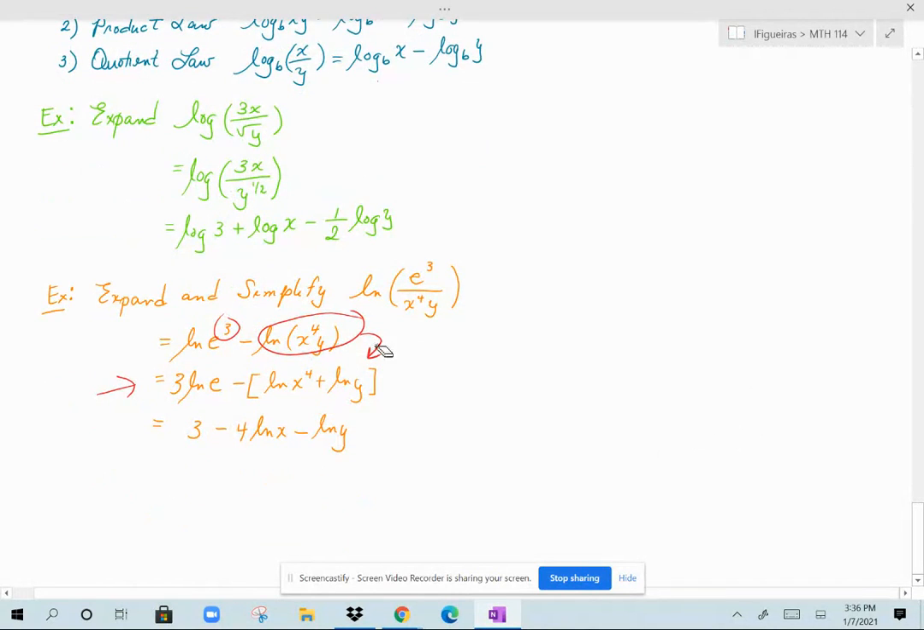And then finally, I did a few things in this last line. I simplified 3 ln of e. ln of e is equal to 1. So that's something important to remember. ln of e is equal to 1. So that leaves me with 3. And then I distributed the minus sign, and I also put this exponent in front according to the log laws. So I get minus 4 ln of x minus ln of y.